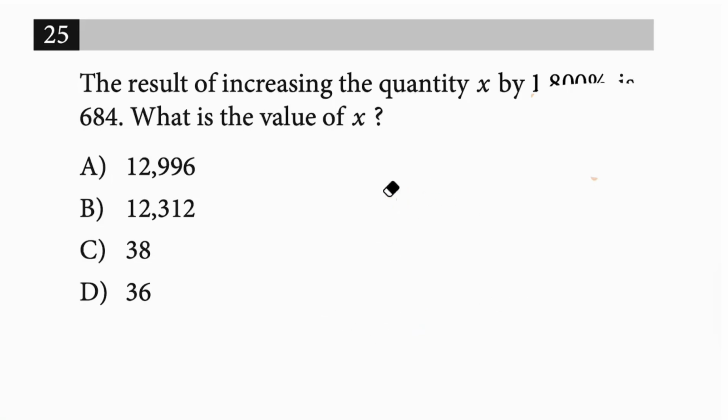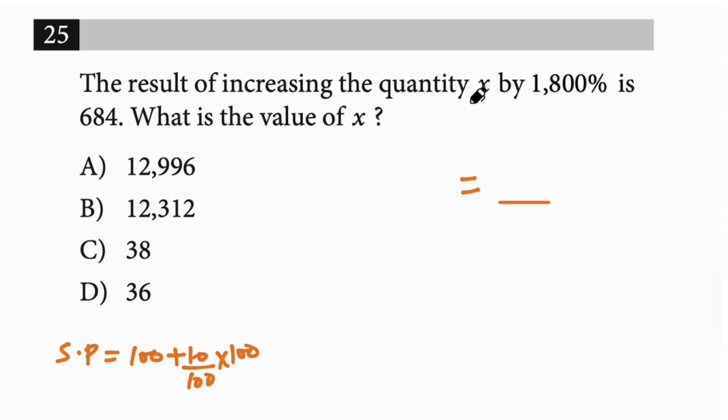The result of, now I'll convert these words into math. The result of, this is the result, here will be the result. Increasing the quantity X by 1800%. So result means like the sale price: if the sale price is 110, you are doing 100 plus 10% of 100. And that is the result, the sale price. So here that quantity is X. We don't know that. So X plus 1800% of X, and the result is 684. Now we have decoded the information. Half of the work is done.